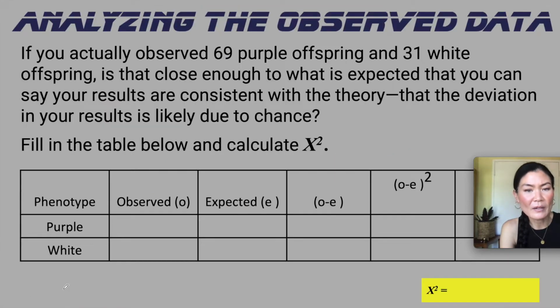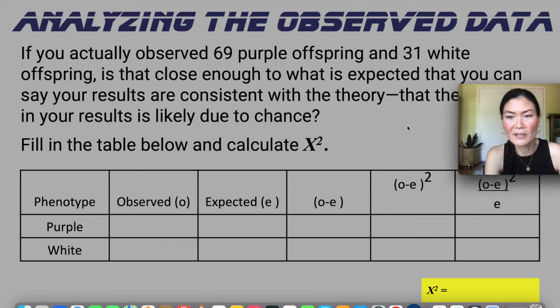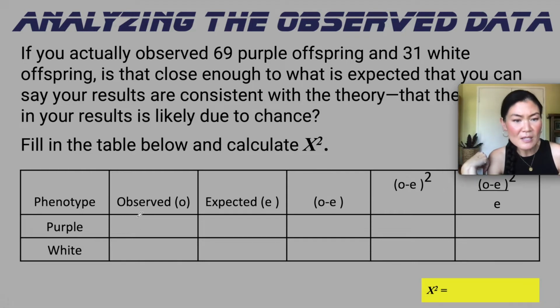So let's go back to our practice problem. And it's very helpful to fill out this table when it comes to calculating chi-square. So if you actually observe 69 purple offspring and 31 white offspring, is that close enough? Okay, so observed is going to be 69 purple, white is 31. But what's our expected?